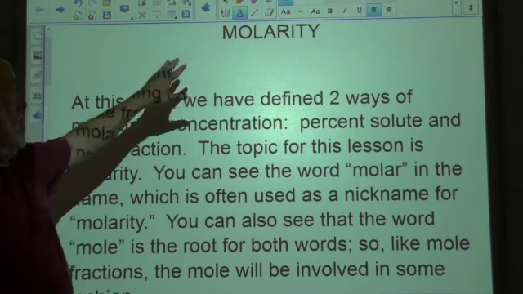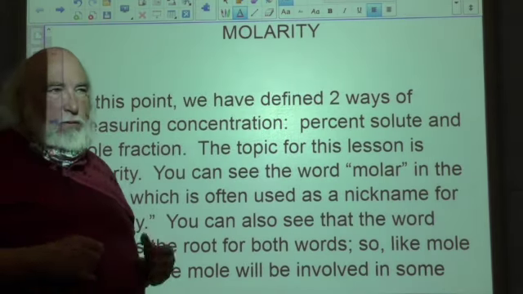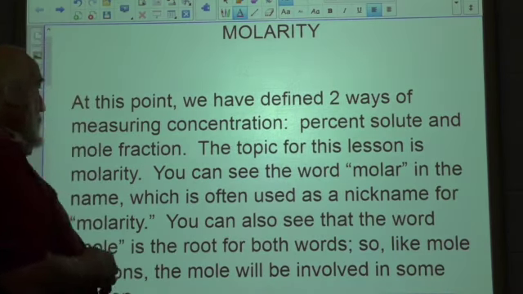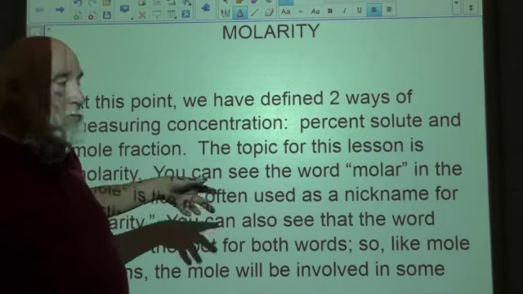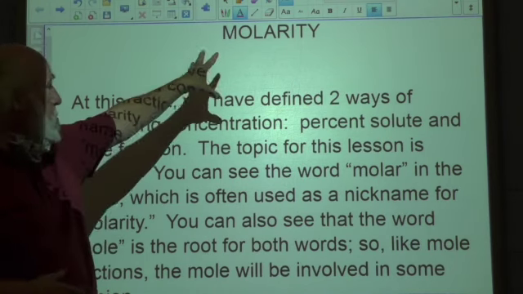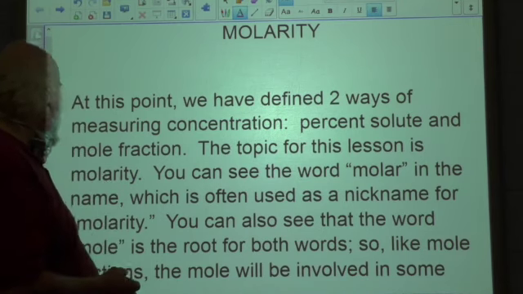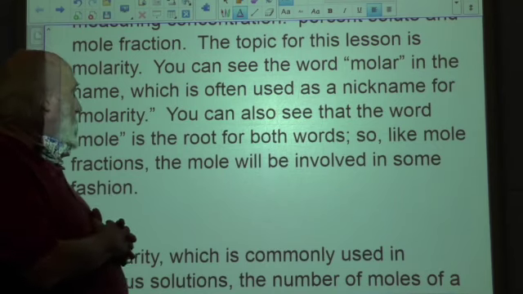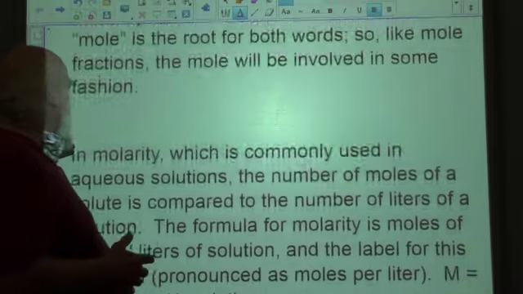Okay, our next topic is molarity. This is another form of concentration of the four that we're looking at for this section of chapter 12. At this point, we've defined the two ways already as percent solute and mole fraction. And for molarity, you can see that the word molar is in there, so this is going to deal with moles of solute. So it's going to involve a fraction which mole is going to be used in some fashion.